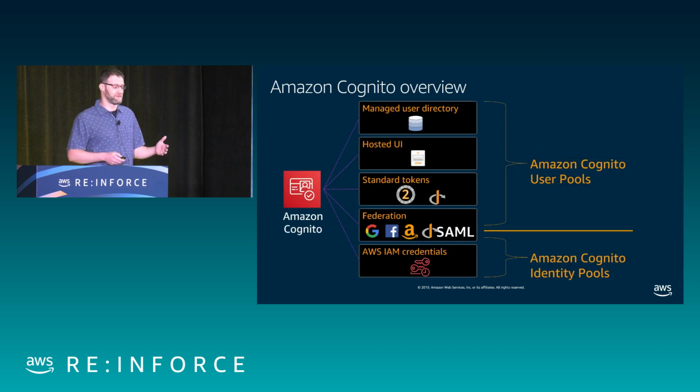Amazon Cognito consists of user pools, which is a managed user directory with a hosted UI. It handles standard tokens, and it can handle social and external IDP federation. We also have Amazon Cognito identity pools that allow application users to get AWS IAM credentials to do things directly with AWS services. For example, the classic example is uploading an image to S3 directly from your application without the need to go through a backend.